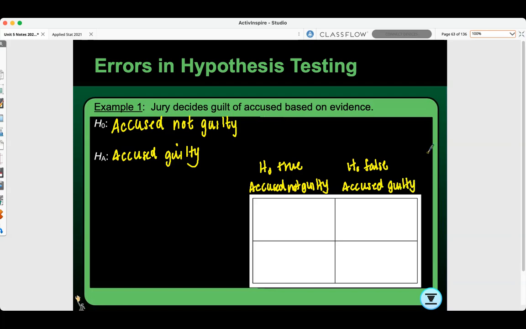And over here, we have the two things that we could do. This is our decision based on evidence. So this information is the truth, which is unknown to us. On this side of our table, we're going to have our decision, which is based on the evidence from our hypothesis test.